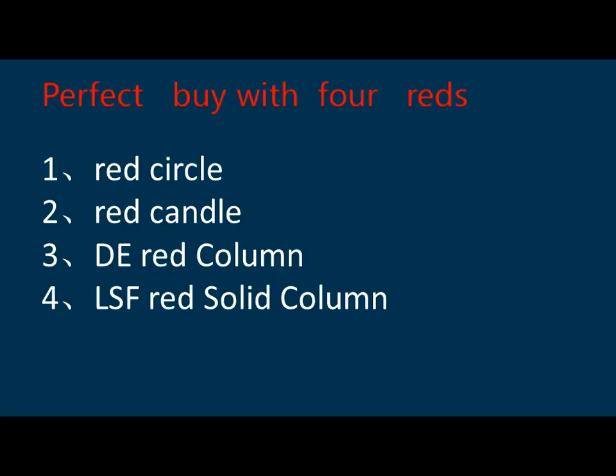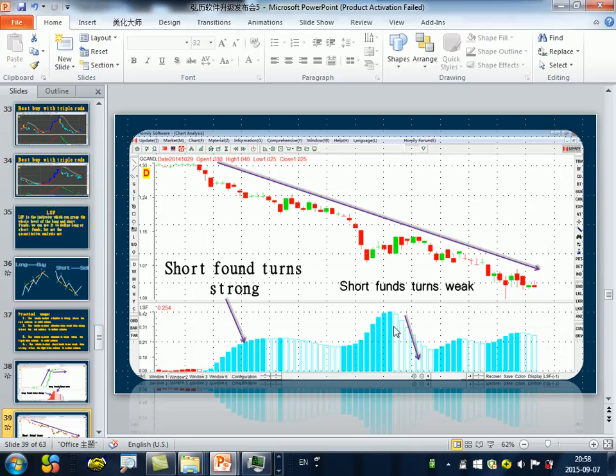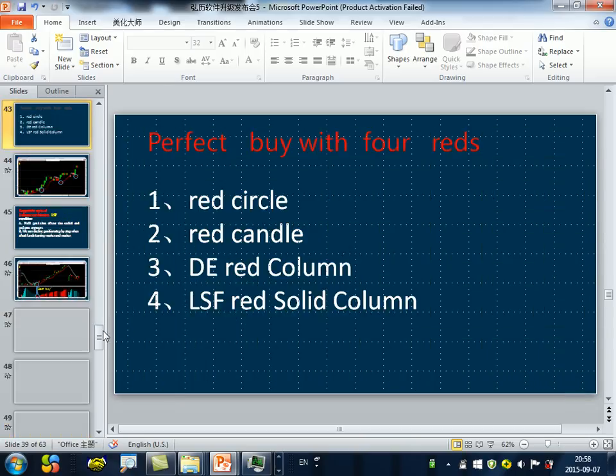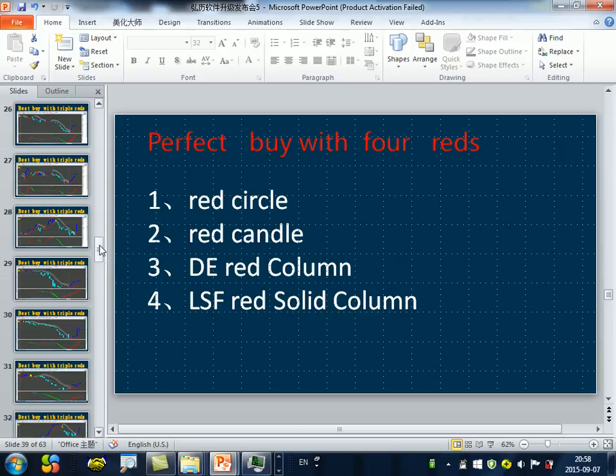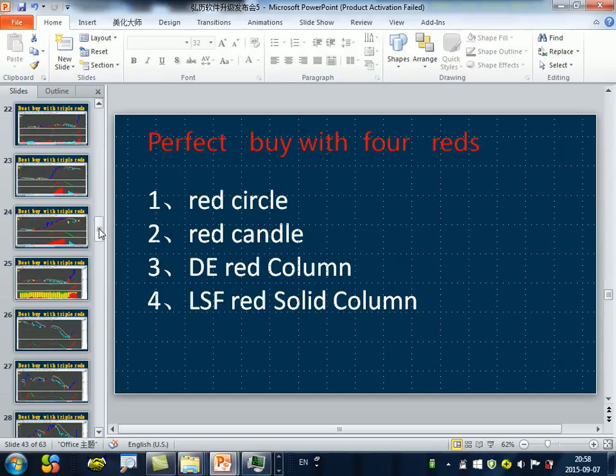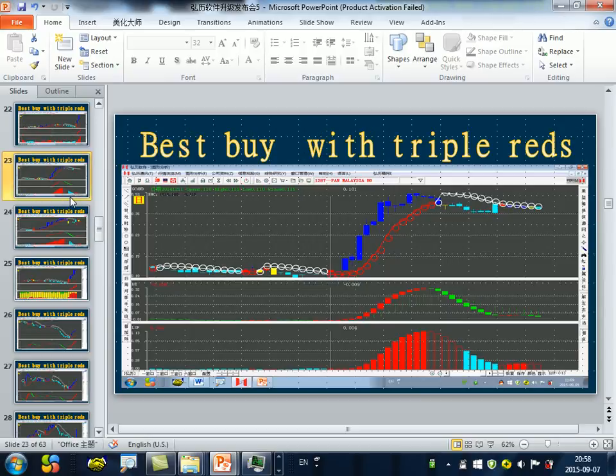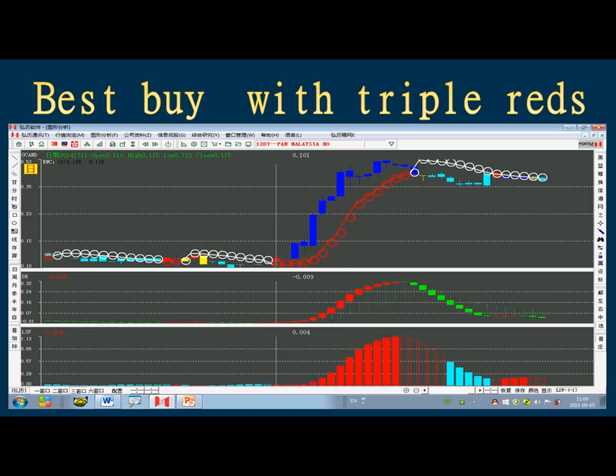So perfect buy with the 4 red. First one, the red circle. What's red circle? White candle. D, red color. LSF, red solid color. 4. Red candle is a strong signal. Okay, so 4 indicators to control one breakpoint.